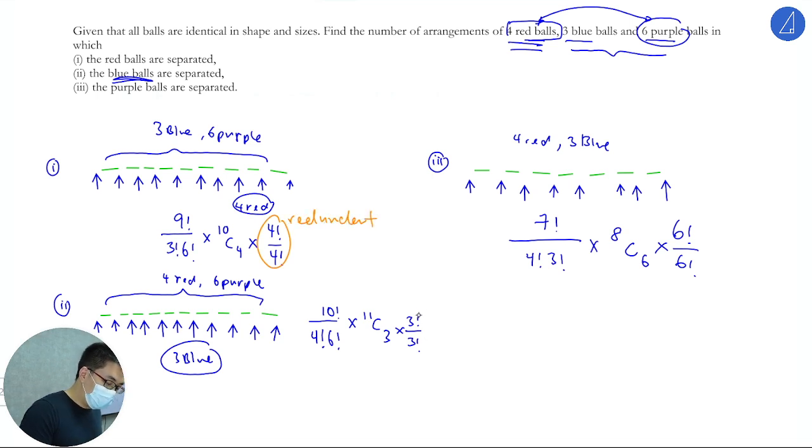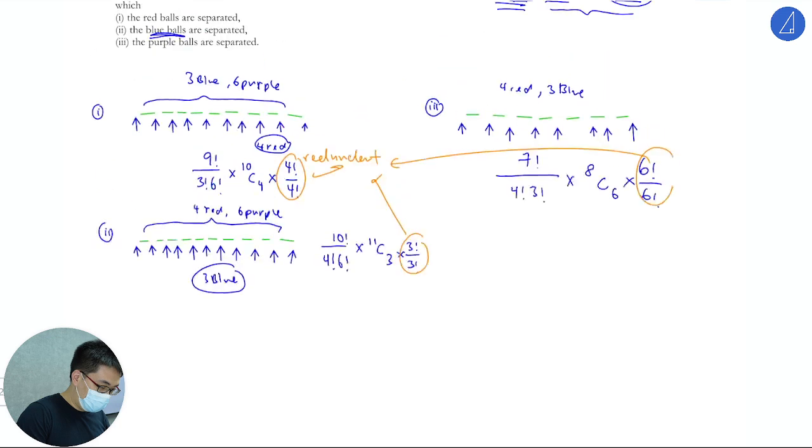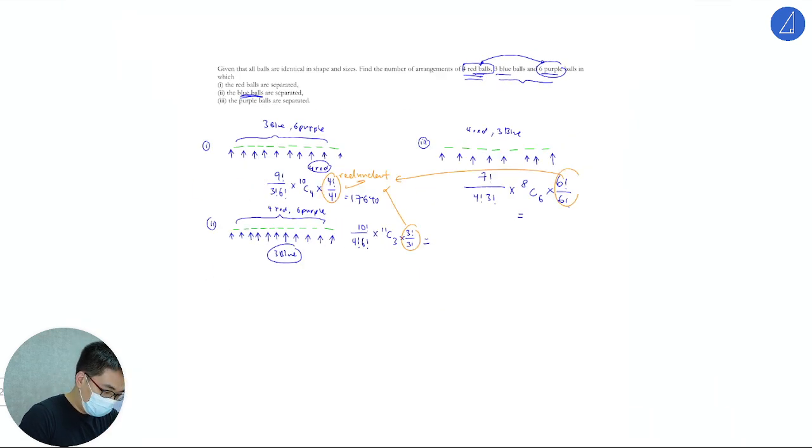Just know that identical items, no need to rearrange. So you just key all this in, and you should get your answer. So this answer is correct. So just key this in, it will be 7640. Yeah, the rest is just, I'm just going to copy.